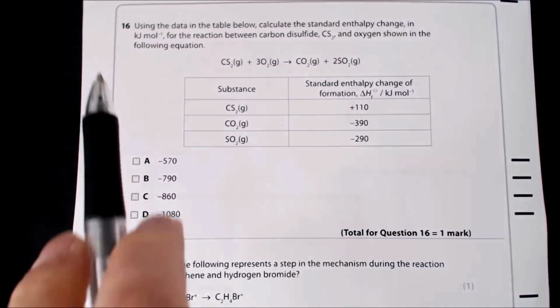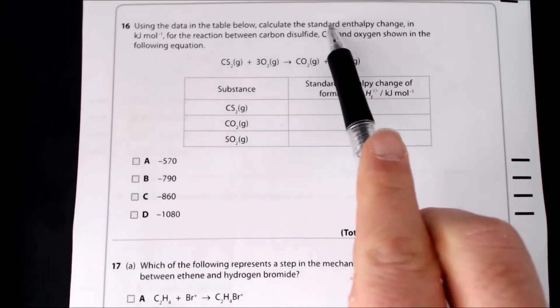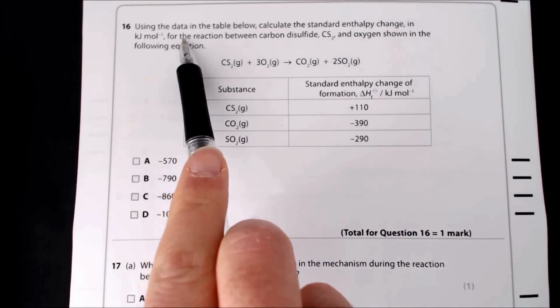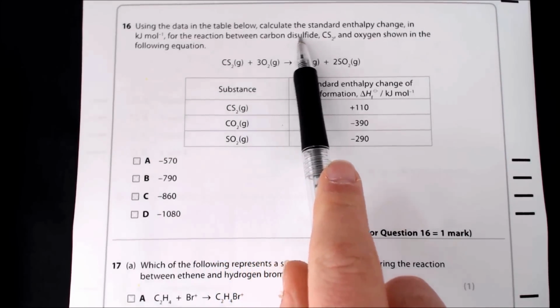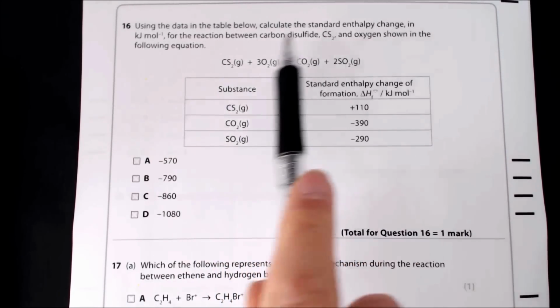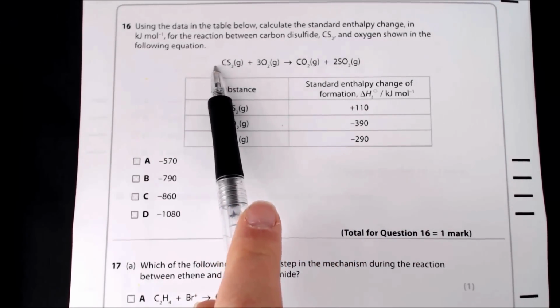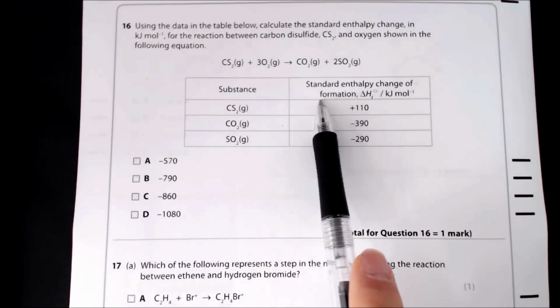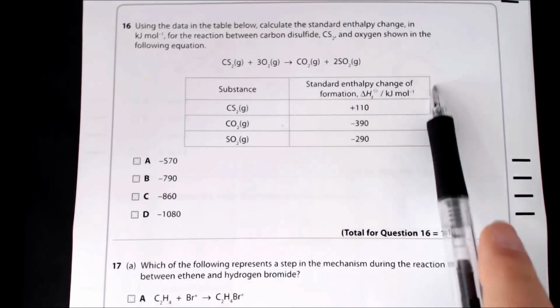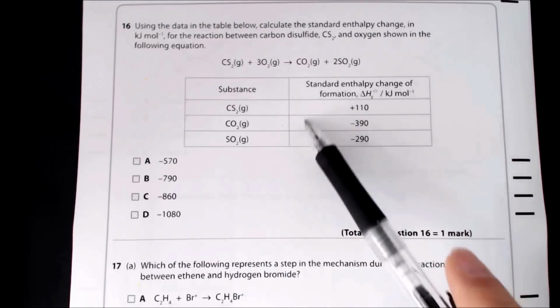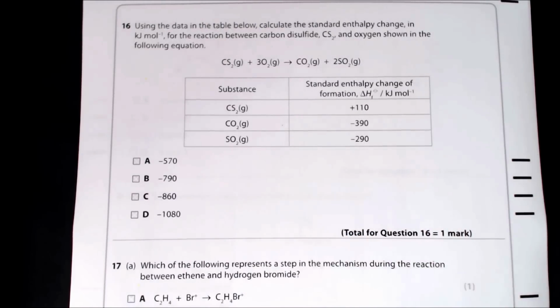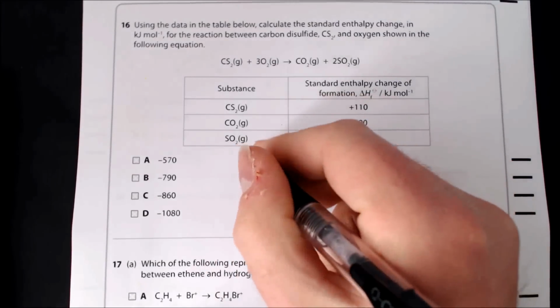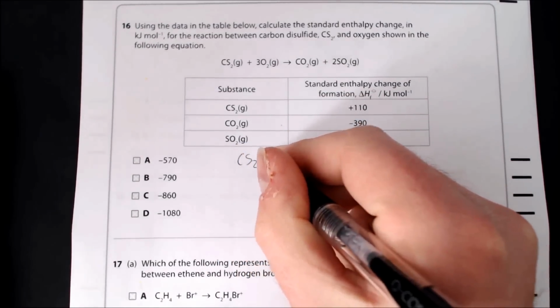16. So it says, using the data in the table below, calculate the standard enthalpy change in kilojoules per mole for the reaction between carbon disulfide CS2 and oxygen shown in the following equation. So you can see here's the equation. They've given us a set of data, and the data is formation data. This is a classic sign of a Hess cycle. As soon as you see this table and you see an enthalpy change of formation, this is a Hess cycle.